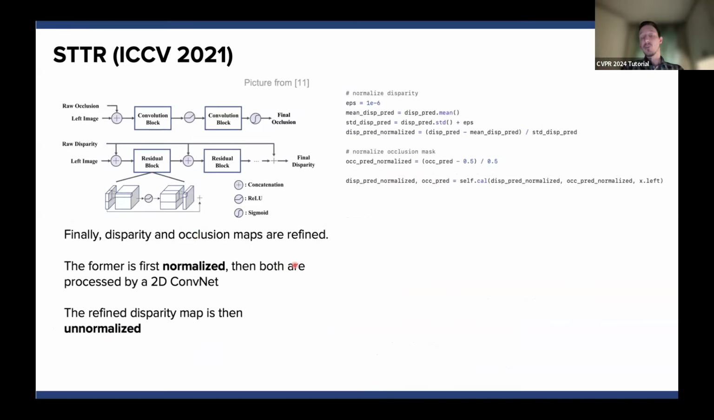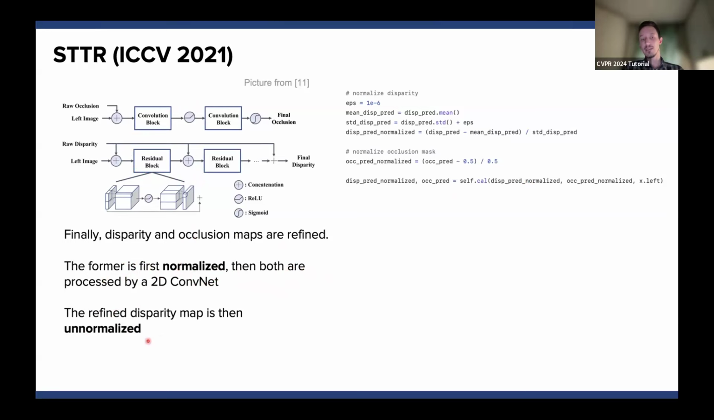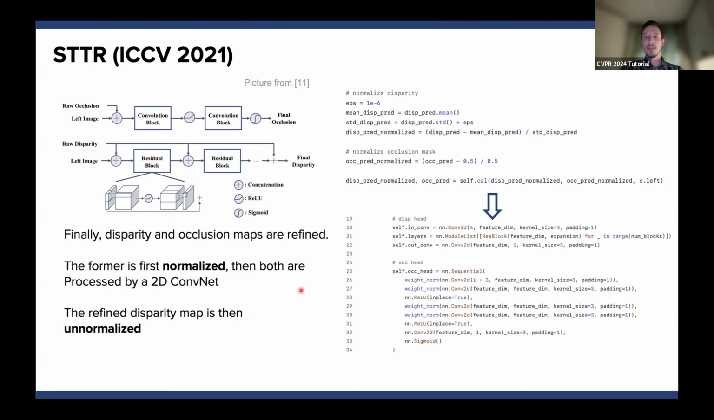Finally, after we have obtained an initial disparity map and an occlusion mask, the authors also designed a refinement network that takes the normalized disparity map. Sorry, this time it is normalized to have zero mean and a standard deviation equal to one. Then a 2D convolutional neural network refines this disparity map, which in the end is unnormalized: we use again the mean and the variance to put it back to the original disparity range.